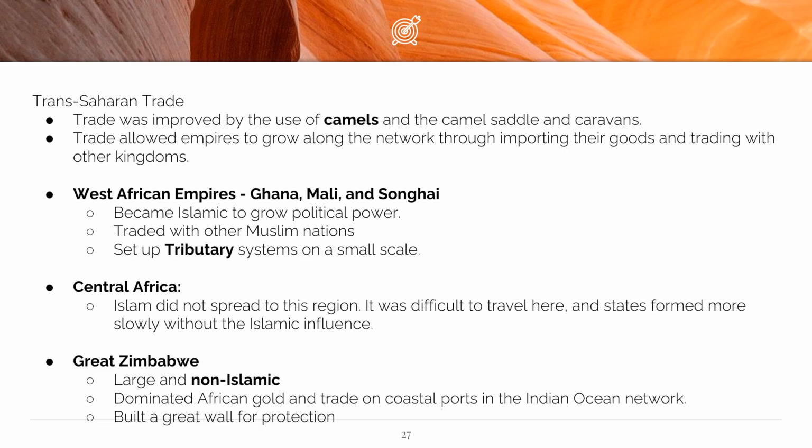Great Zimbabwe was the primary kingdom of note in southern Africa. It was a large non-Islamic society dominated by the gold trade on coastal ports in the Indian Ocean network. And of course, we will see the construction of that Great Wall for protection. Something that pops up frequently on these tests is if you get a picture of this wall in Great Zimbabwe, a lot of times they will ask about the construction of it.